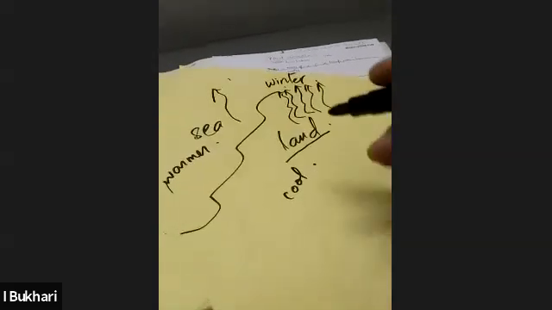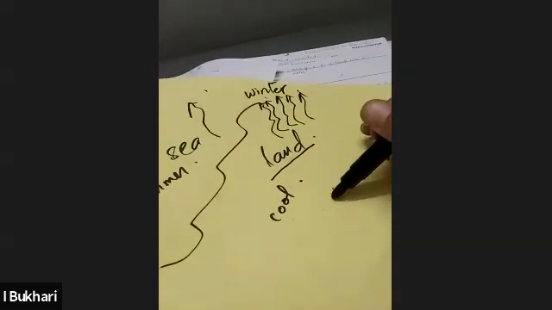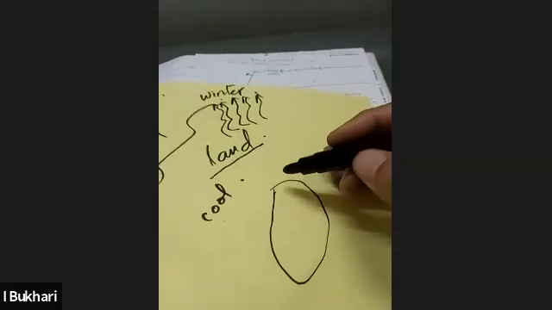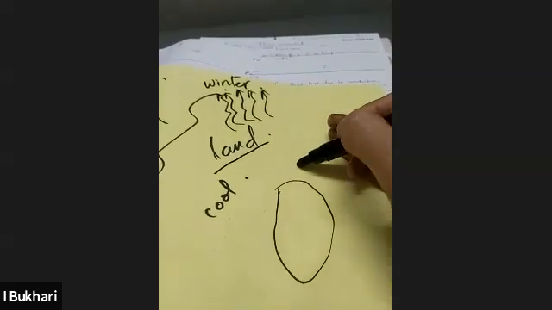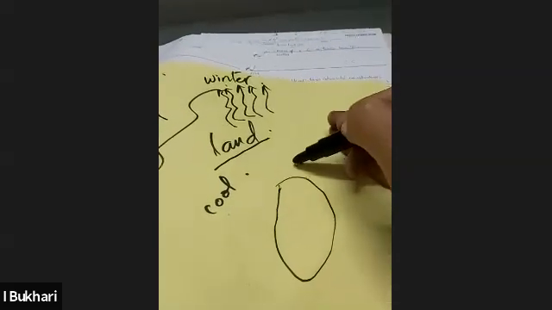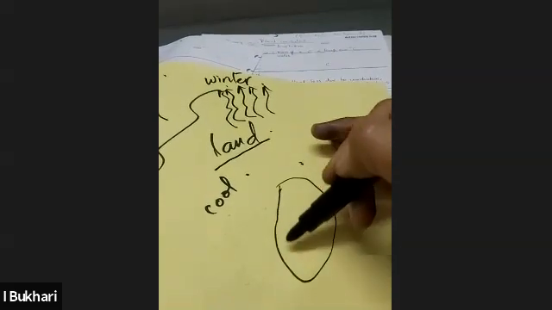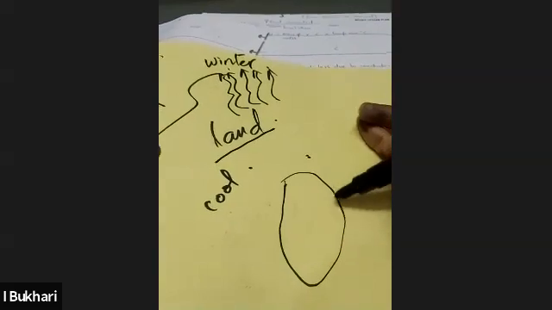Now, islands, what happens in islands? Islands in summer, the water is cool, and so it is pleasant in summer. It doesn't get too hot because of the cool breeze from the sea.